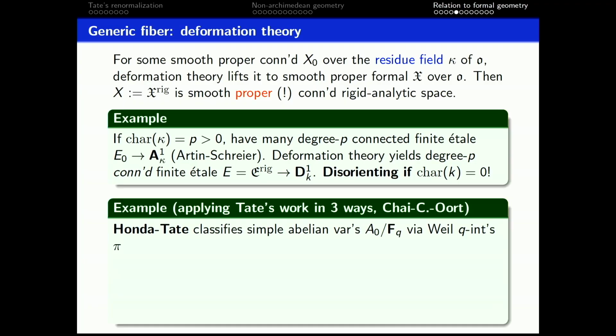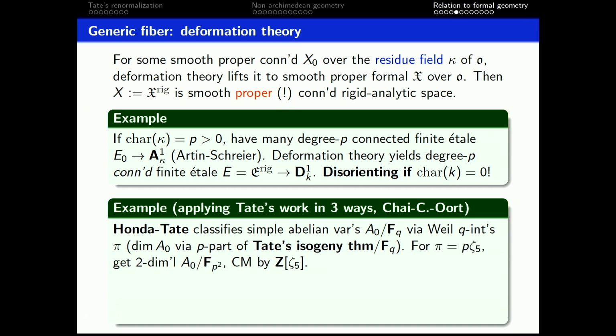So now I want to give you a number theoretic example, which is going to allow us to apply the work of Tate in 3 different ways, or rather 3 different works of Tate. So Honda-Tate theory, which was mentioned in Pooonen's talk, gives a classification of simple abelian varieties over finite fields in terms of Weil q-integers π. And there's a formula for the dimension in terms of this q-integer, and that involves the p-part of Tate's isogeny theorem for abelian varieties over finite fields.